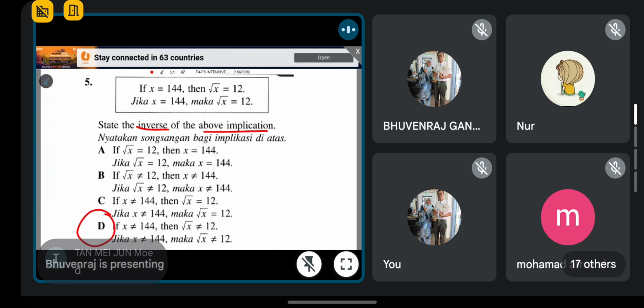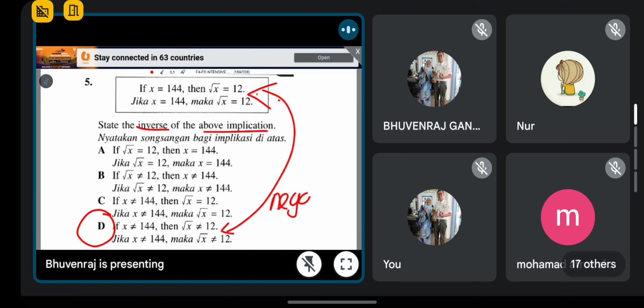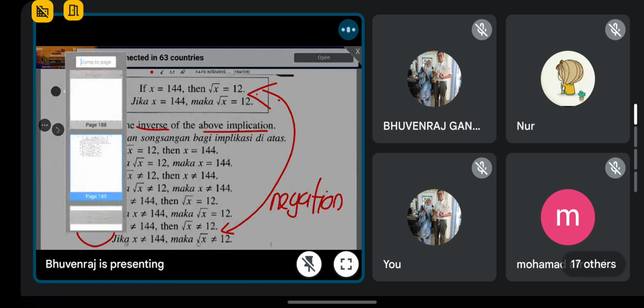Okay, yes, very good. Okay, so the relationship is just negation antara yang ni dengan yang ni. Negation, penafian. Okay, so you can identify the answer easily. Tak perlu tukar kedudukan pernyataan P dan Q. You don't need to change the order for P and Q. Just negate the statement only. Okay, so you will get D for this one. So next one, still got objective.